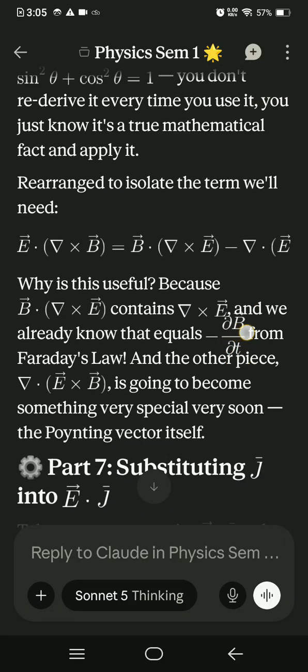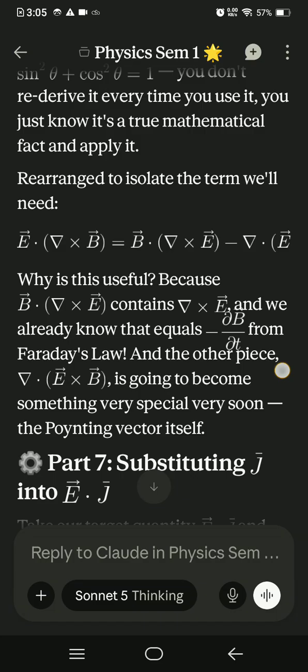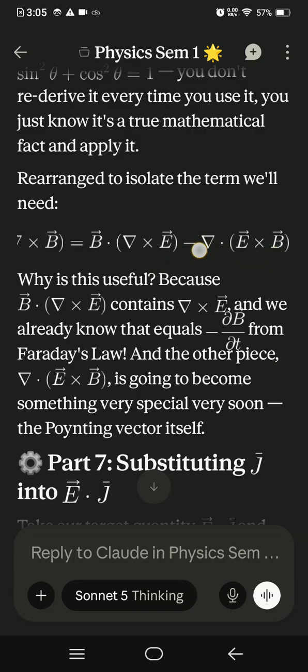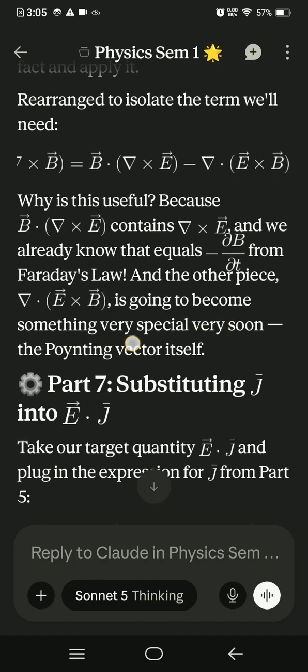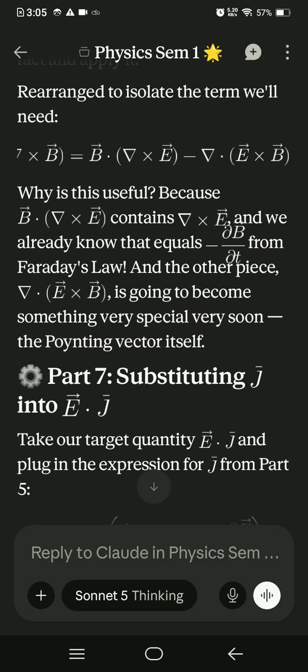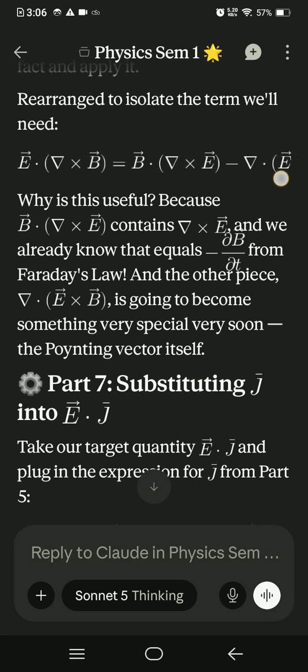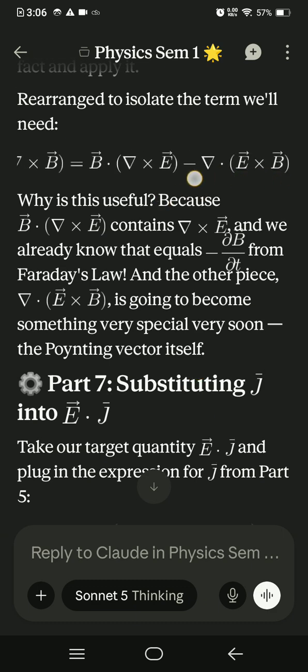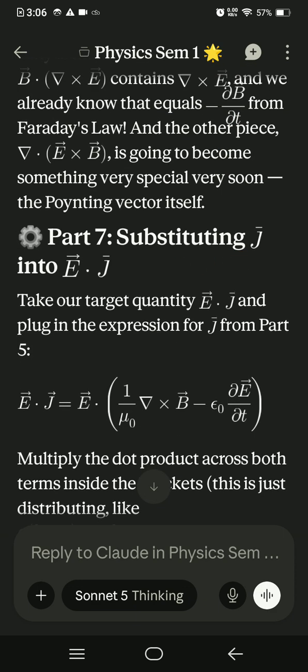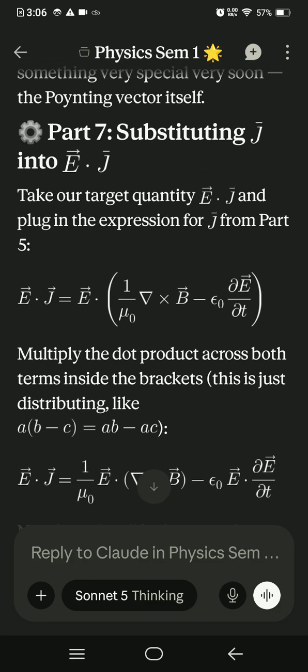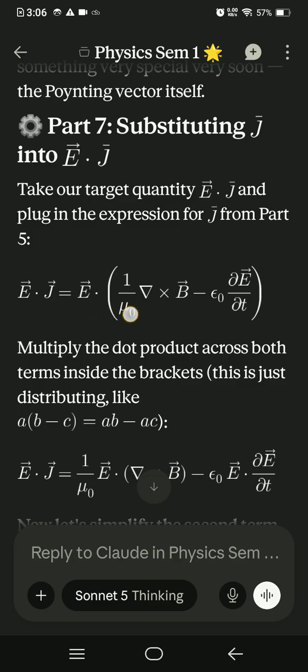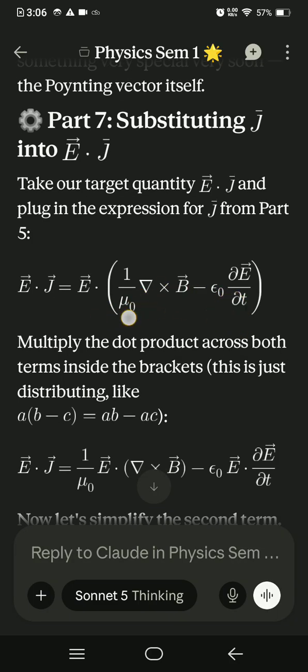So minus dB upon dt from Faraday's law, and the other piece, the divergence of E cross B, is going to become something very special very soon. So the Poynting vector itself, this is going to be the Poynting vector anyway. Substituting J into E dot J, so now E dot this, we substituted the other thing we derived.